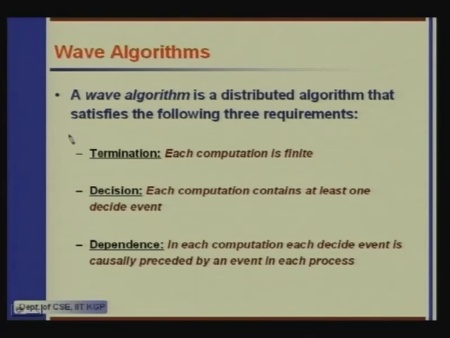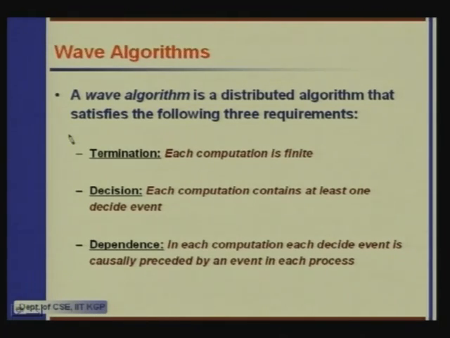Okay. Depending on instances of wave algorithms, the criteria for reaching the decide event will vary, but the requirement is there should be a decide event. And the dependence is that in each computation each decide event is causally preceded by an event in each process. So, therefore, the algorithm must touch every process in the system and every process must respond to it by taking some action such that the decide event is causally preceded by an event in each process.